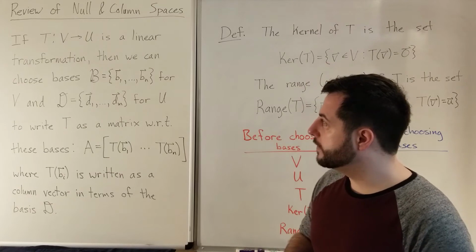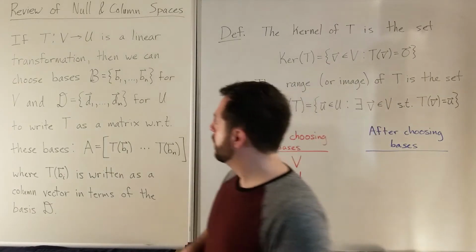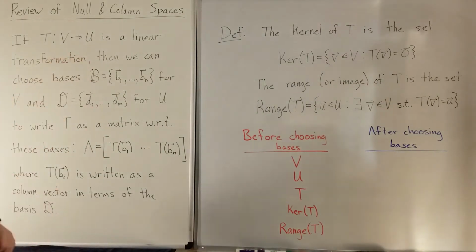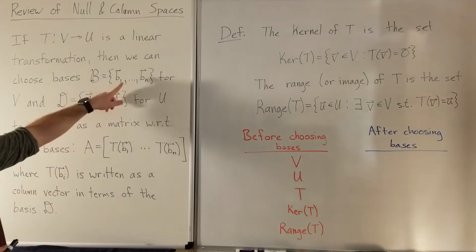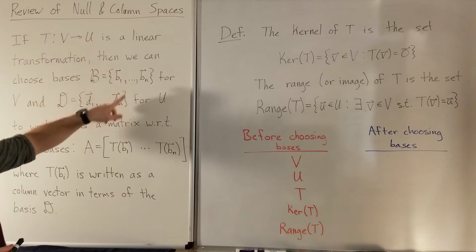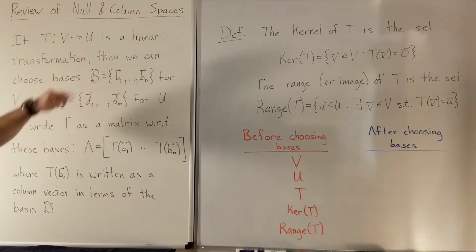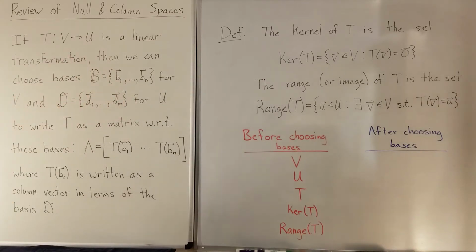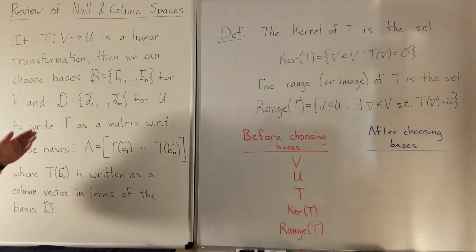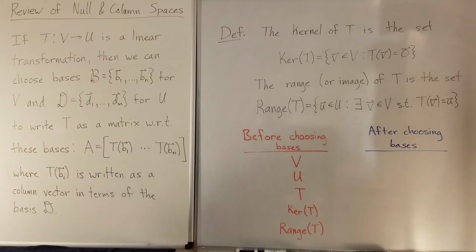So we're going to start out with a linear transformation T from the vector space V to the vector space U. And with that, we can choose bases for V and for U. These are going to be B and D, respectively. And we're going to choose these bases in order to write this transformation T as a matrix.